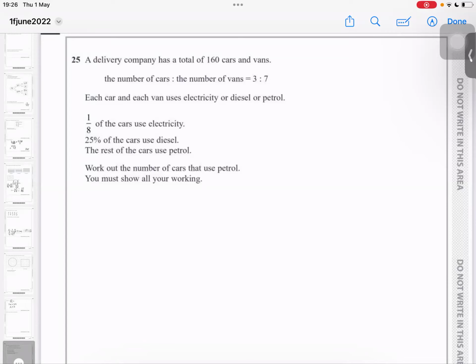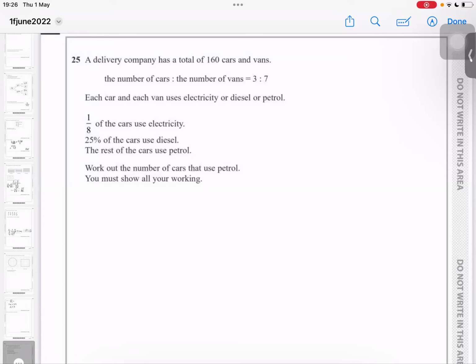Okay. All right. So I was saying the number of cars we have is 48. So now we know the number of cars. 1/8 of 48 uses electricity. So let's take that out. 1/8 times 48 is what? 8 in 48 is 6, isn't it? Yes. That means 1/8 times 48/1 will give us 6. So we now know that the number of cars that use electricity is 6.